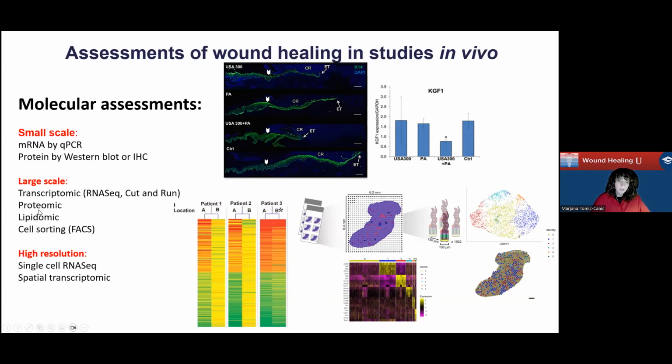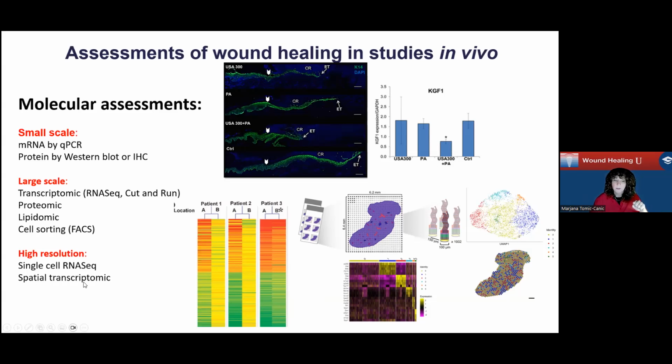Or it can be assessed on a larger scale by using different omics approaches like transcriptomics, whether we are talking RNA sequencing, CUT&RUN, proteomic, lipidomic, FACS analysis, and so forth, or high resolution. These are now much more sophisticated methods brought by newly developed technologies, such as single-cell RNA sequencing, where from the tissue, you can break it down to single-cell compartments and sort individual cell types, and then assess them in different ways of omics.